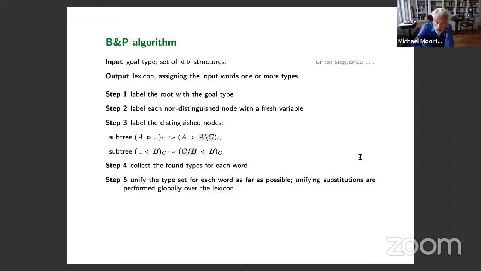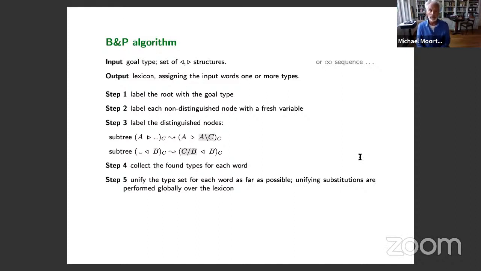Your input is a goal type, so you fix some goal type. Your input is a set of these structures with distinguished daughters. A set, or an infinite sequence actually, in the context of identification in the limit type of learning. The output is going to be a lexicon, which is assigning the input words one or more types. And the way the inference then works is, well, you first label the root of your inputs with a goal type. Then you label each of the non-distinguished nodes with a fresh variable. So that's the nodes which the triangles point away from.